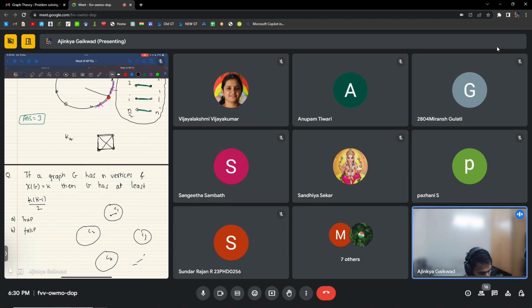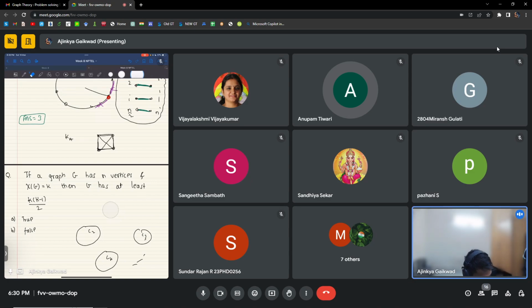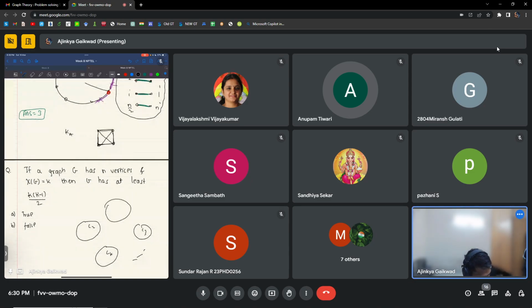Can there be an edge between two vertices in C1? Is it possible that there is an edge between two vertices in C1, or C2, or C3, or C4, or CK? No, right? Because of the definition of coloring. So there can't be an edge between the vertices inside one class. So this is what we call an independent set, right? Because all the vertices here cannot have any edge.